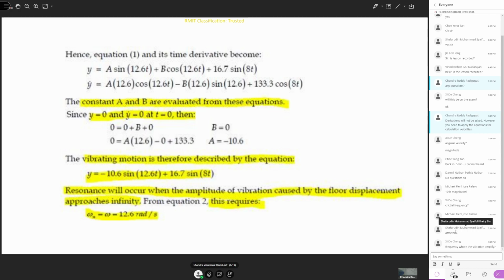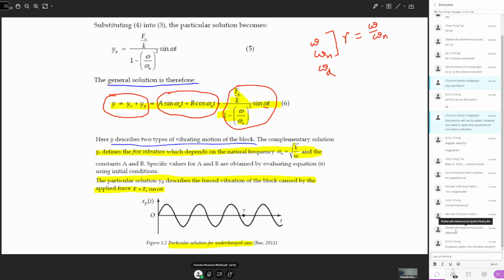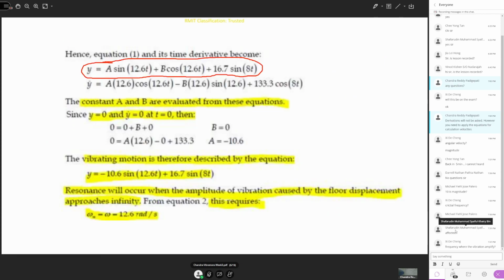To get the complete solution, we know y equals A sine omega n t plus B cos omega n t plus yp into sine omega t. So this is the solution, right? If you refer to where you're getting this equation, you're getting it from here. A sine omega n t plus B cos omega n t. This is replaced with yp sine omega t. So now we are writing the same thing here.